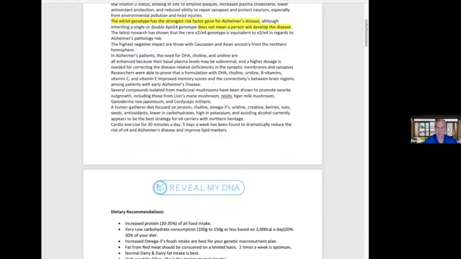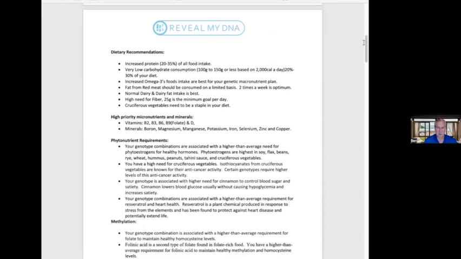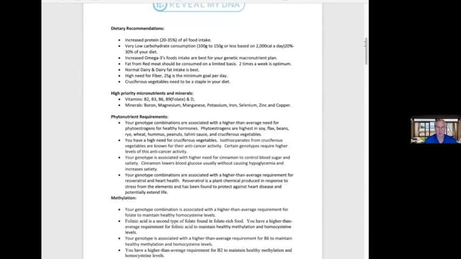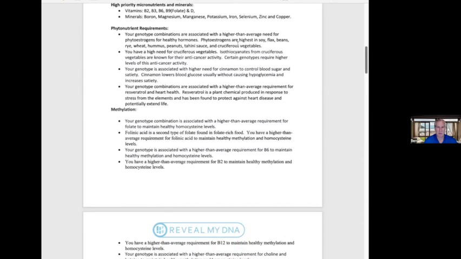Then the dietary recommendations from that macro section we looked at: increased protein, the carbohydrate consumption, the dairy, so on and so forth. The vitamins that came up as high priority, the minerals that came up as high priority. Then their phytonutrient requirement that we talked about. Remember the phytoestrogens and cruciferous vegetables. This person needed cinnamon and this person needed resveratrol. They're all different, so you can use this template. You can add and delete as needed once you have this base.